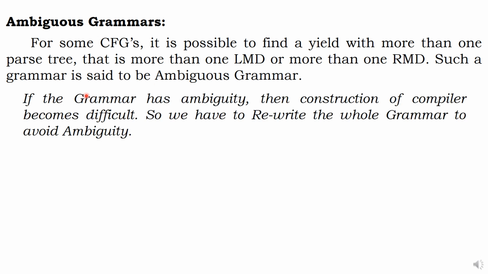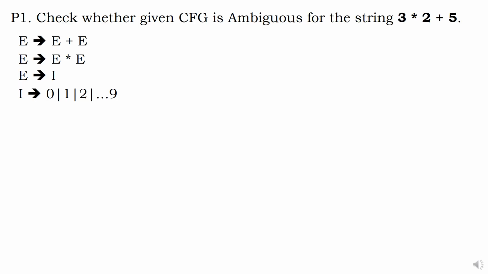If the grammar has ambiguity, then what is the problem? It's very simple. Construction of the compiler becomes difficult. So we have to rewrite the whole grammar to avoid such ambiguity. I'll show how to check ambiguity with a problem. Check whether the given grammar, which is mentioned here, is ambiguous for the string 3 * 2 + 5.